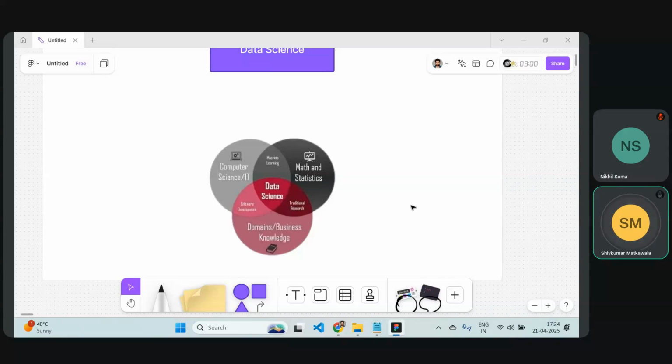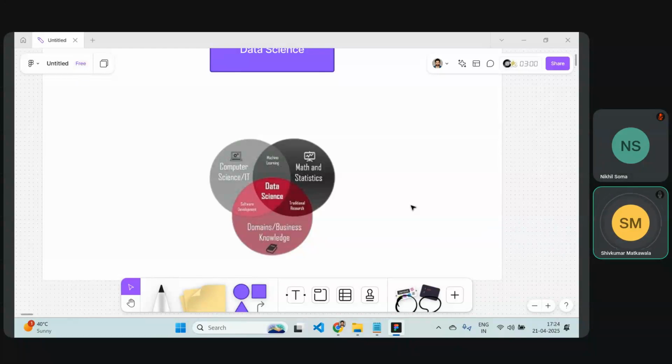Welcome back, guys. Now, in this session, we will understand what actually is data science and what are the things involved in data science. As I told you, a small definition of data science: data science is a sub branch of computer science, and in that, we study data. Simple.